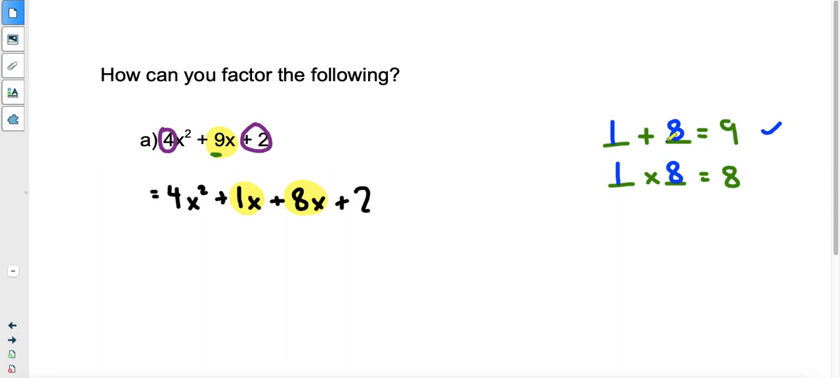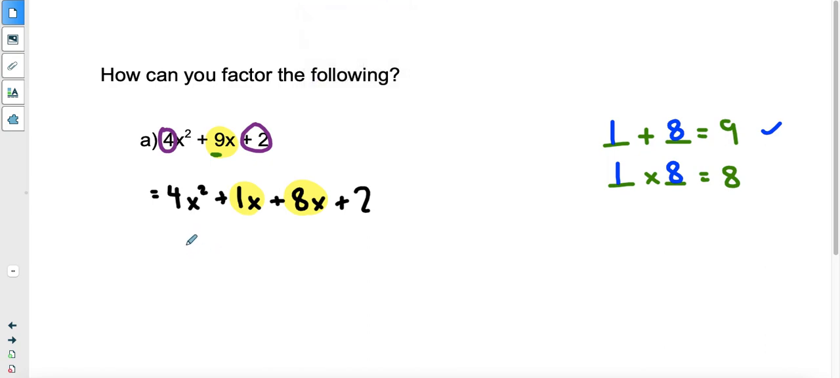And now, to factor this, we can just factor by grouping. And if you're not familiar with factoring by grouping, I'll put a link in the description with a video going over this topic. So I would encourage you to look at that video if you're not familiar with factoring by grouping. Okay, let's continue here.